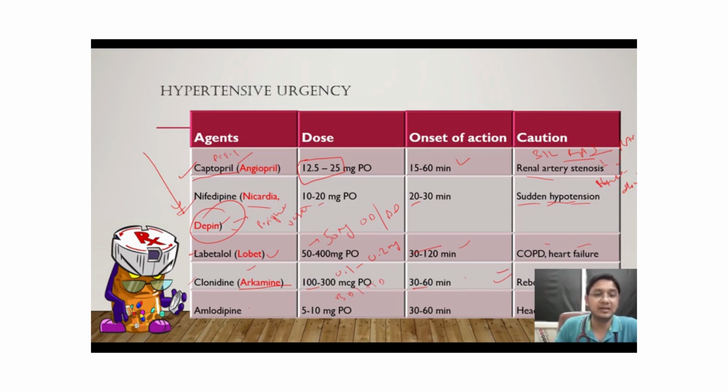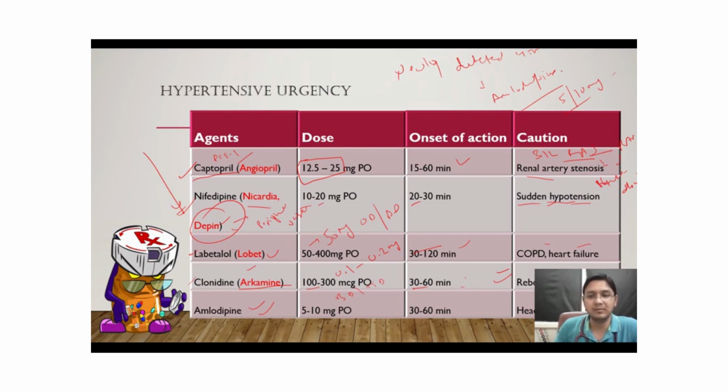Amlodipine is a very good drug. If we have a newly detected hypertension patient, amlodipine is a very good drug. So we can start amlodipine. Available in the market in 5 to 10 milligram strength. We can start with 5 milligram OD.